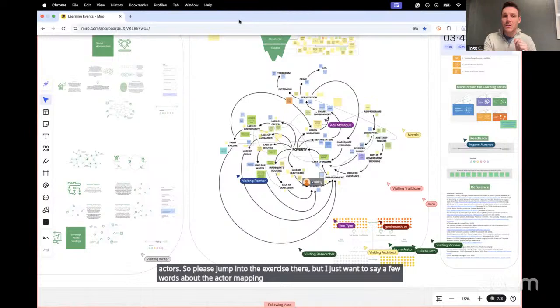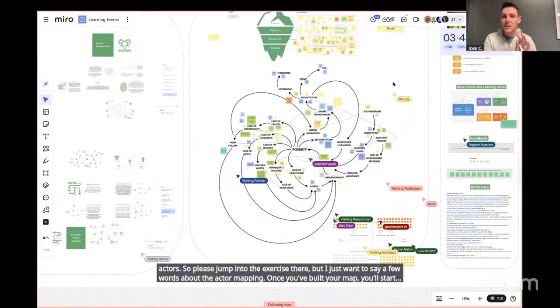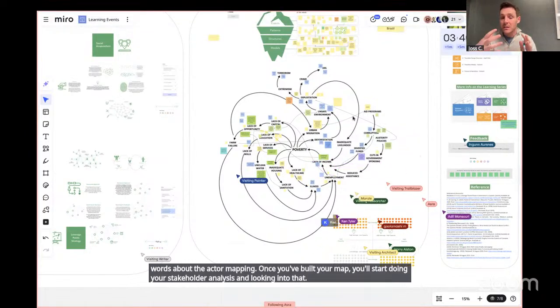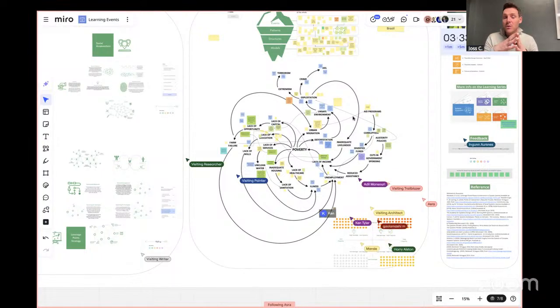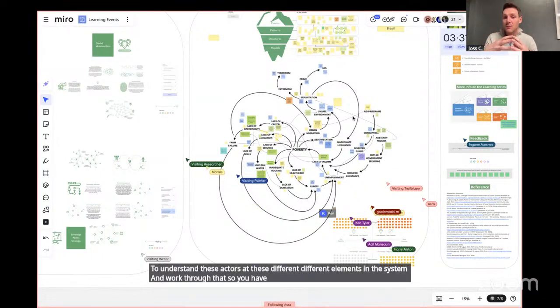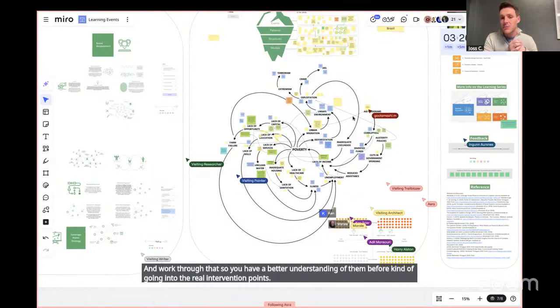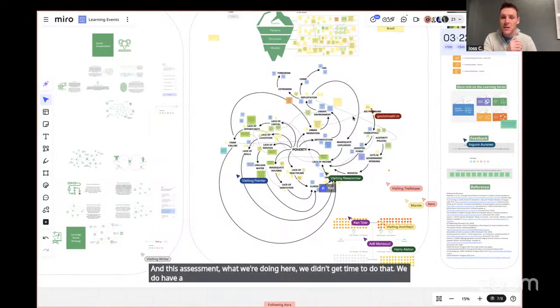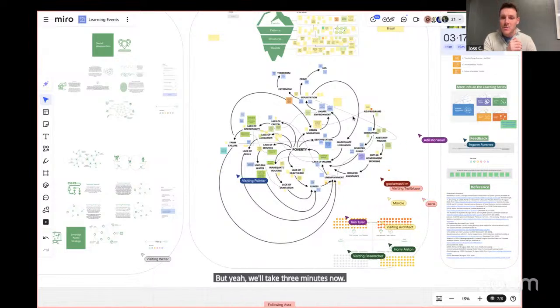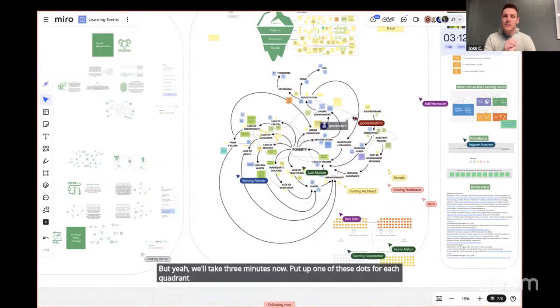Once you build your map, you'd start doing your stakeholder analysis and looking into that to understand these actors, these different elements in the system, and work through that so you have a better understanding of them before going into the real intervention points and this assessment we're doing here. We didn't get time to do that. We do have a guide on the site. But yeah, we'll take 3 minutes now, put up one of these dots for each quadrant, where we think it is.